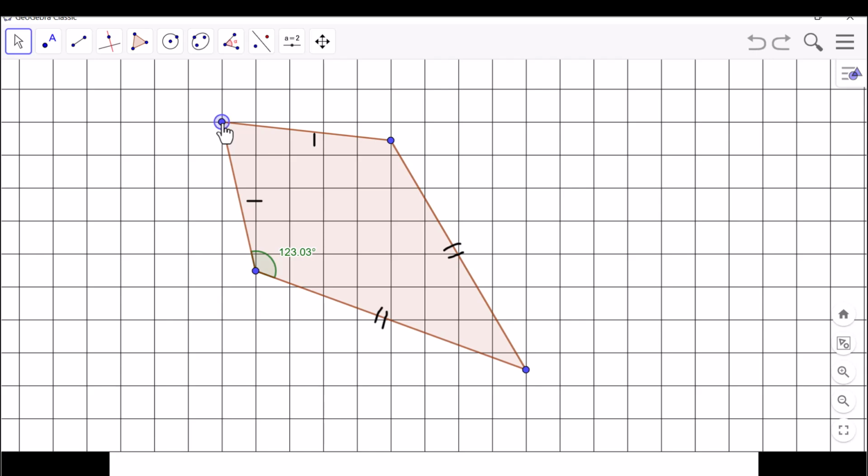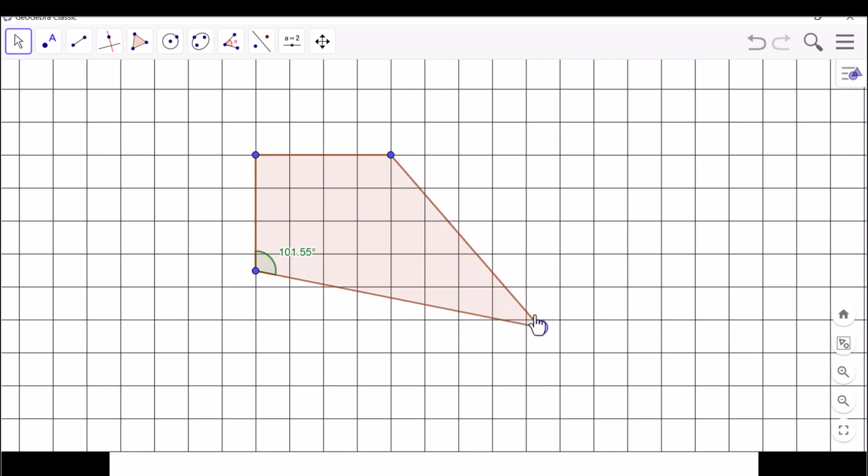So that is that. Let's take it back. Let me delete all these lines I did. So let's take it back. So let's put this one like this. Let's put it here. You can play with this when you get home.